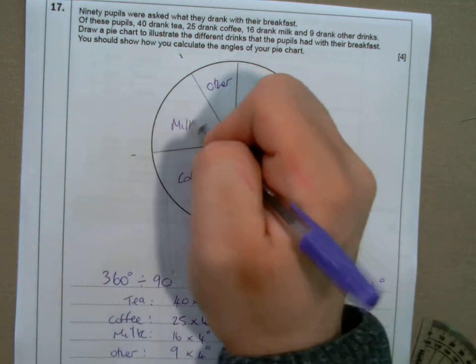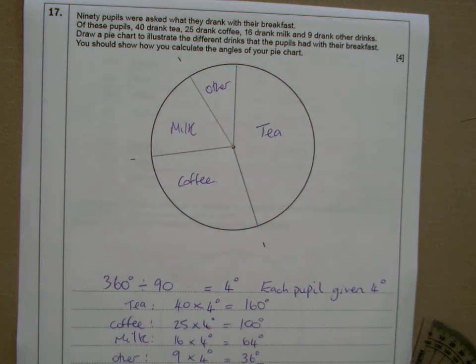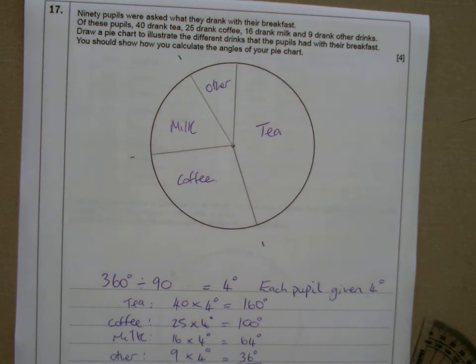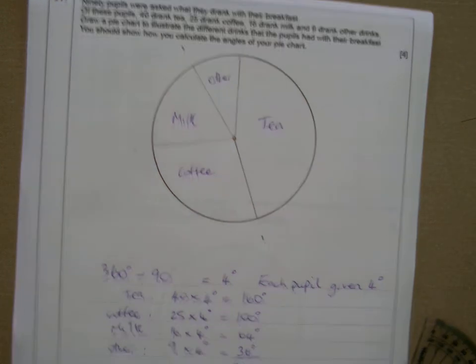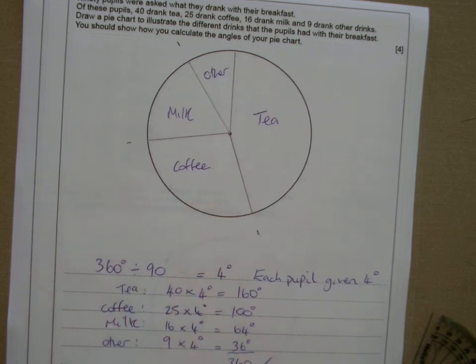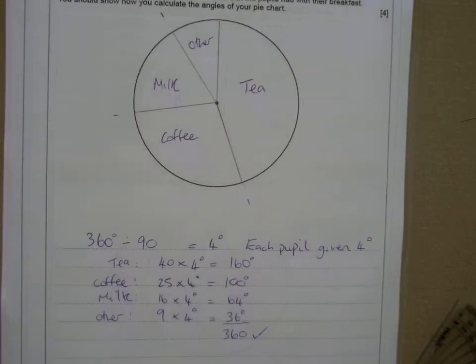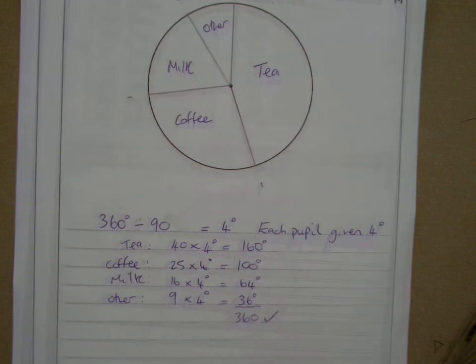If you're 1 degree off, that's okay, right? But just 1 degree. So don't be too concerned if it is 1 degree off there. But if you're really accurate, you'll be fine and you'll get the full marks on it.